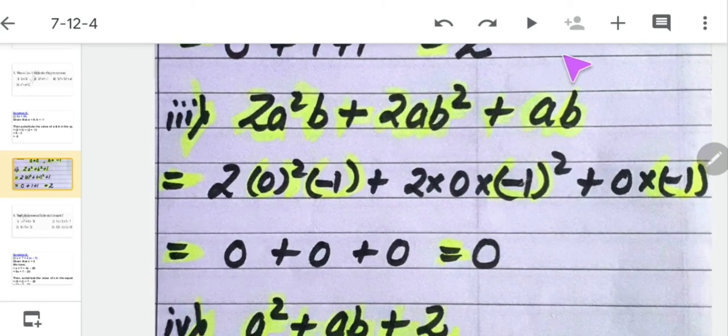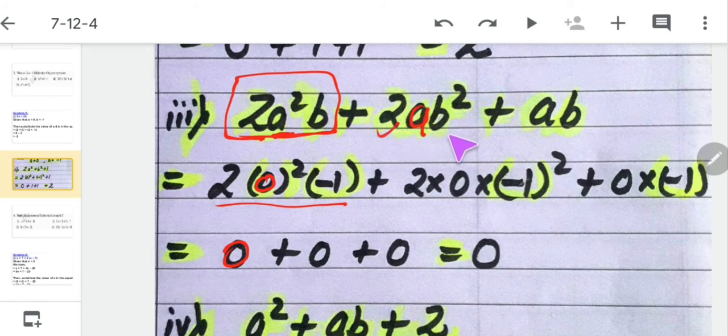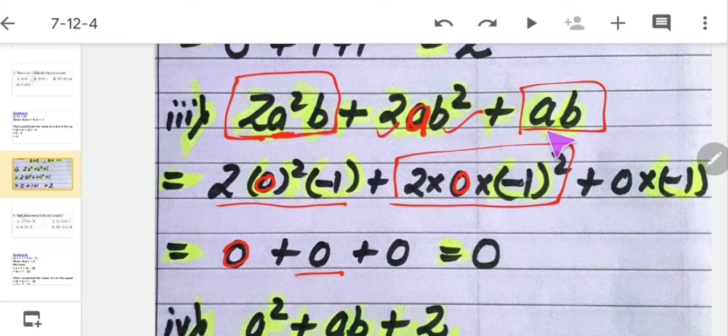Third part is 2 multiplying with a square. As we all know, the value of a is 0, so this whole term will become 0. In the next term we have a multiplying with 2 and b square. Again we know that the value of a is 0, so this whole term will become 0. Then in the last term we have a multiplying with b, and we all know that the value of a is 0. So this term will also become 0. So the answer is 0.